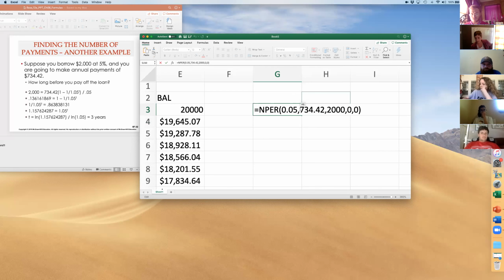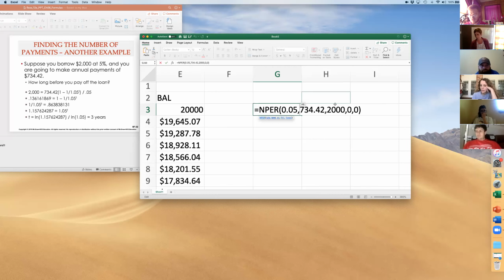We've got to make sure that our signs are right. There's no way that you can have a negative number of years. And so the signs aren't correct here. And did you notice how it actually lets you get away with that error? So it doesn't give you a NUM error. Instead, it will give you a negative number of periods, which makes no sense.